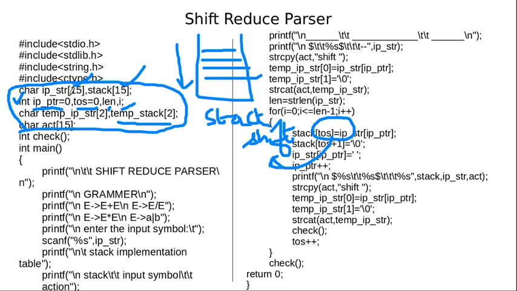ip_str holds the input string, stack holds the stack content, ip_ptr holds the current input pointer position, TOS is the top of the stack, len is the length of the given input string, i is for indexing purposes, and temp_ip_str is one array. Whenever I am shifting the symbols, I am not shifting all the input symbols at once.